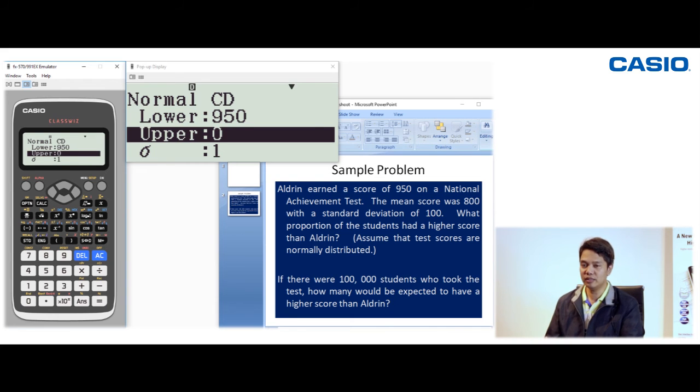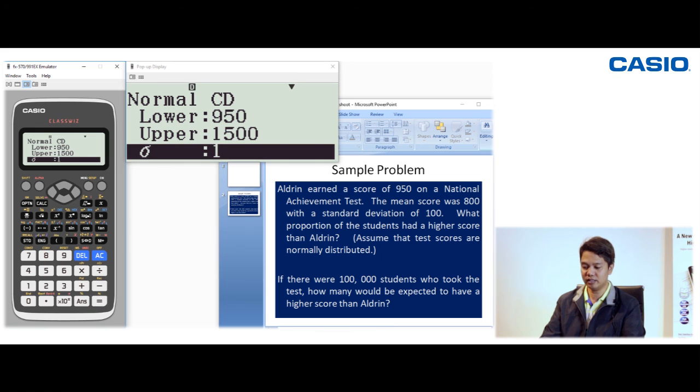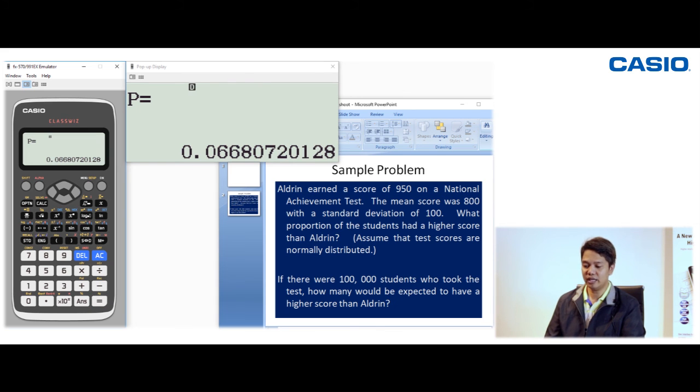Using the empirical rule, we will be needing 3 sigmas away from the mean. Since our standard deviation is 100, it will be 300 or more from the mean, which is 800. So we can use 1,100 or more. Just to be safe, we can use 1,500. Then pressing equals, since the sigma is 100, and again keying in the mean mu, which is 800, we also have the same probability. Almost the same, just the last few decimal places are different.